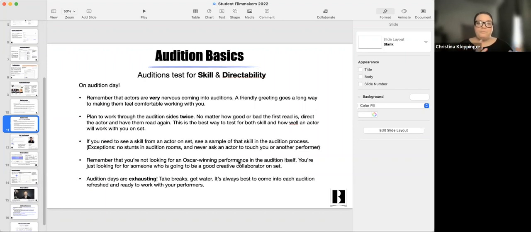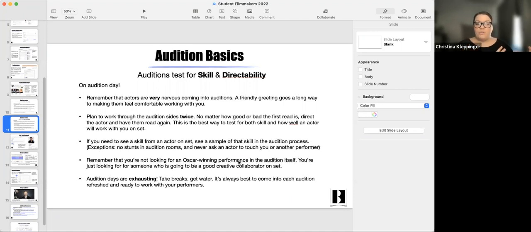Letting them read again, no matter how good or bad that first take is, is going to tell you not just that maybe this is a really highly skilled actor, but also how directable they are, which is why it's really important that even if the first read is awesome, you're still going to direct them to change something about their performance. Now you know that this is a skilled actor. They can give you a really good read on that scene. Now you get to see if this is going to be a good creative collaborator for you on set. That's what we're looking for in actors: creative collaborators on set.